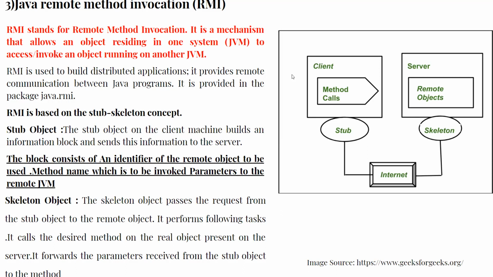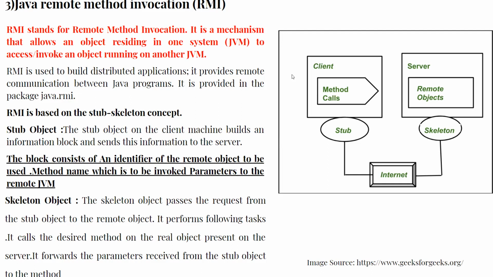So here the communication takes place between your JVMs, where one object resides in one JVM and communicates with, or invokes, an object which resides in another JVM. This is a method which helps you distribute applications or services across the network. It provides remote communication between Java programs. Whenever you use Java to provide services or make calls over a distributed network of objects, it is referred to as Java Remote Method Invocation.